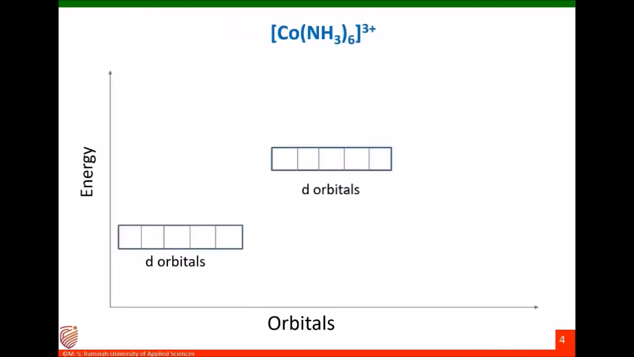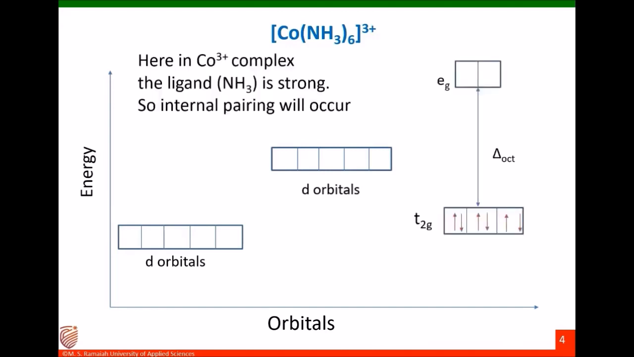In Co(NH3)6 3 plus, the central metal ion is cobalt 3 plus. Cobalt 3 plus contains 6 electrons in its d subshell. So the electronic configuration is a d6 configuration. So d6 configuration means 6 electrons should be distributed in the d orbitals. Now we know that when the ligand approaches the central metal ion, the d orbital degeneracy will be lost and the orbitals will be split into two, t2g and eg. And the energy difference between them, here it is delta octahedral.